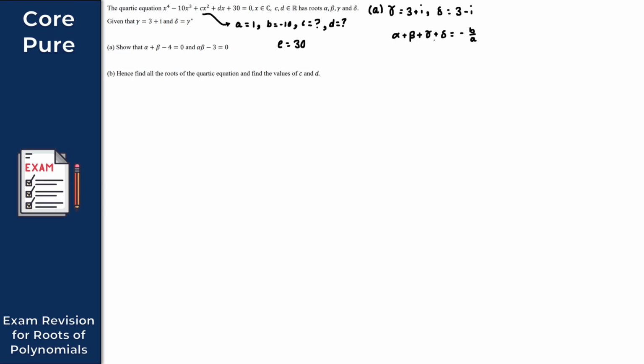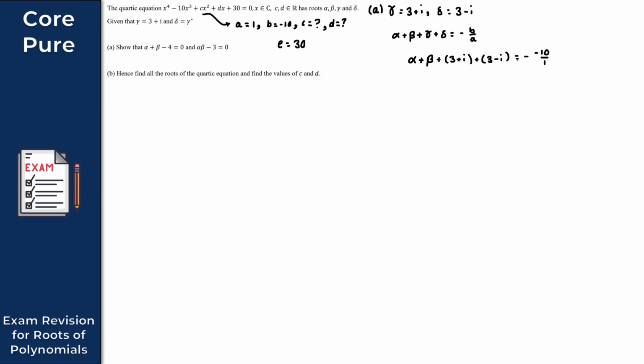So alpha plus beta plus gamma plus delta is equal to minus b over a. Well, we know what gamma is, and we also know what delta is. So what I know is that alpha plus beta plus gamma, which is 3 plus i, so plus 3 plus i, plus delta, which is 3 minus i, so plus 3 minus i. And this sum of the roots is equal to minus b over a. So that's minus minus 10 over a, which is 1. Well, minus 10 over 1 is minus 10. Minus minus 10 is 10.